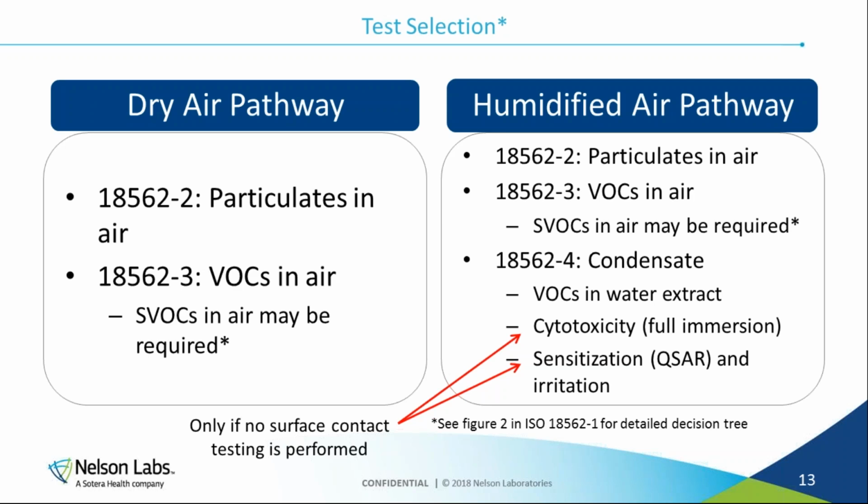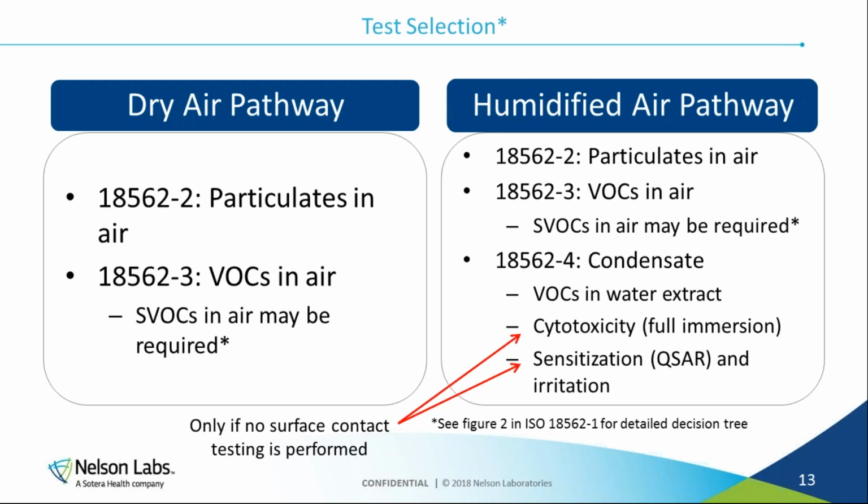So then if you have humidified air, that's on the right side of the slide, there's some additional testing to be considered. So you would still do particulates in air. So when we think about the lungs, anytime there could be direct contact into the lungs without our natural filters of our body to get rid of these particulates, those are going to be of concern as far as once they get in, they're very difficult to get out of the lungs.